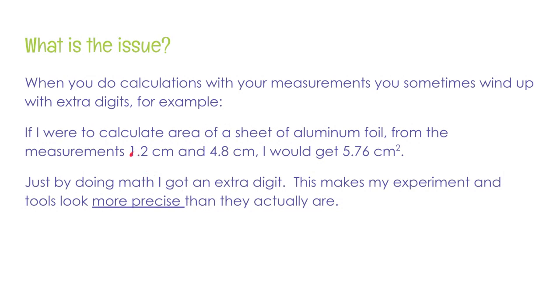If I am getting 1.2 centimeters, this means that I got 1.2 centimeters. I'm going out one decimal place. Now I'm going out two decimal places. That's adding precision, and I only added this precision by doing the math. I got an extra digit, and that is not allowed.